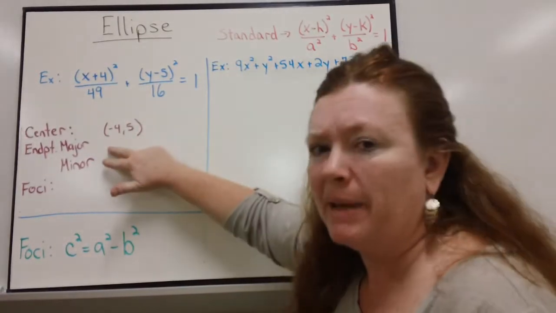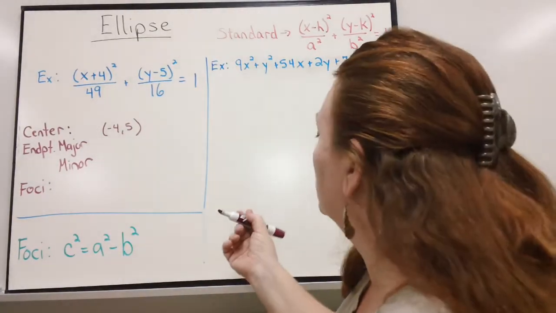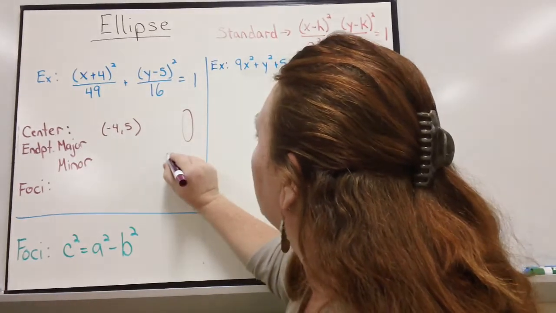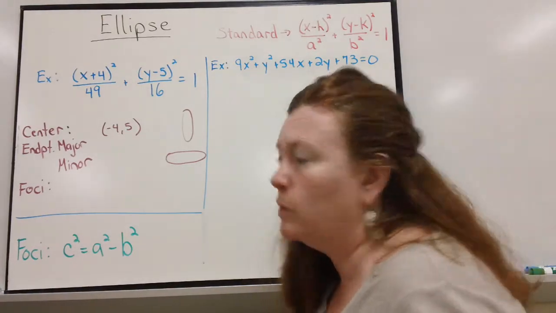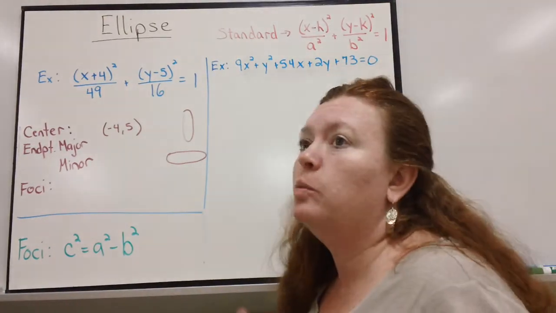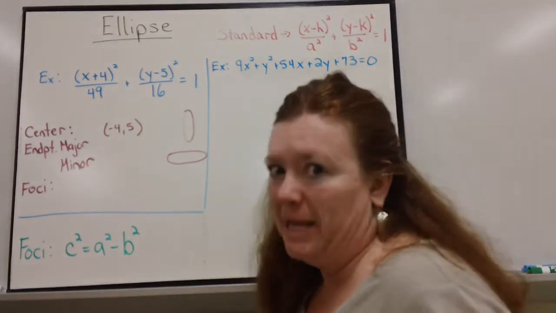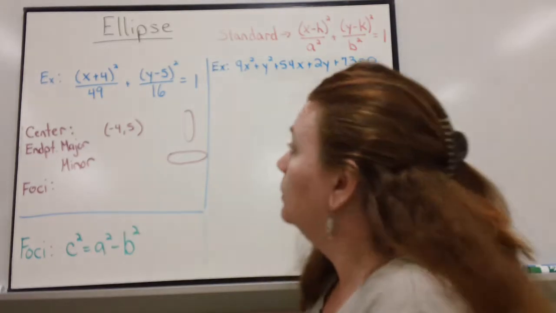Question is, which one's the major axis and which one's the minor axis? Because an ellipse could look like this, or it could look like this. Okay, so we're not sure which way it is. And the words are very indicative of the answer to that question. Major is bigger, minor is smaller. It's that simple.